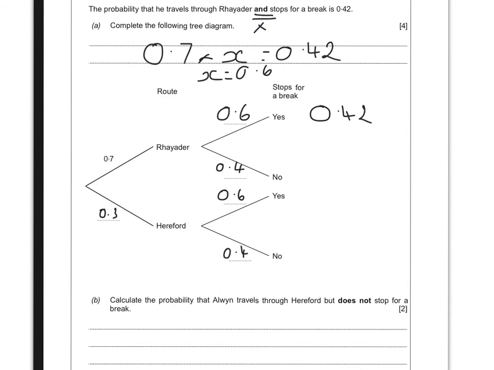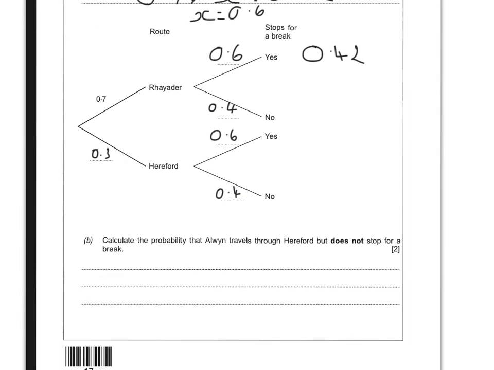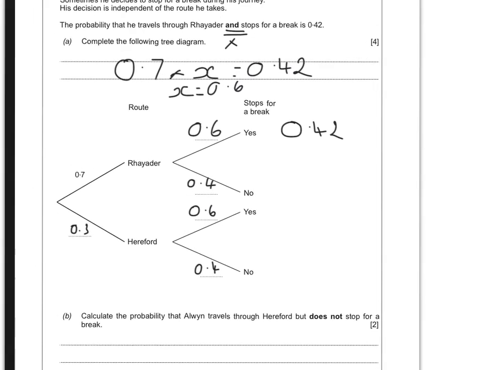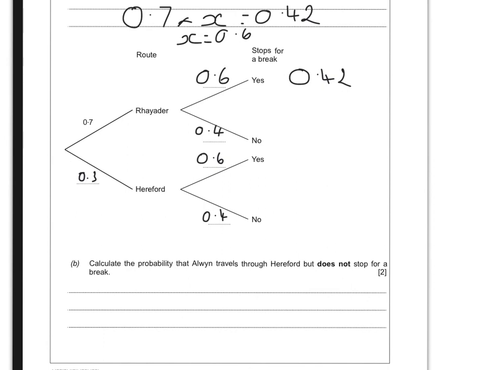So calculate the probability that Alwyn travels through Hereford but does not stop for a break. So we want Hereford, which is 0.3. But does not stop for a break, so times 0.4. 0.3 times 0.4 is 0.12.